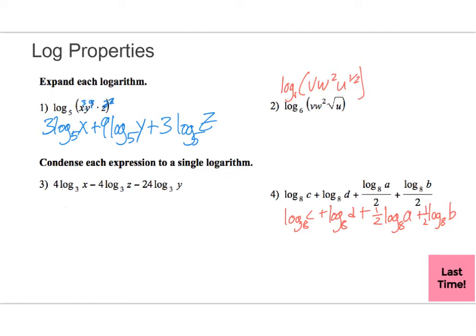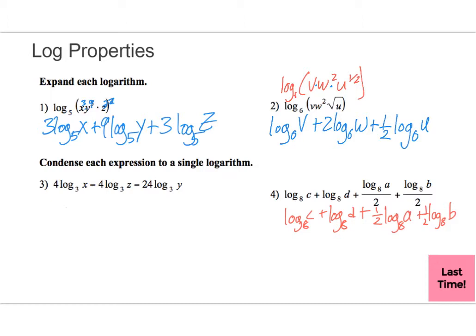For the next one, all things are being multiplied, so I don't have to worry about any kind of subtraction stuff. And I'm going to do exactly the same thing. We've got log base 6 of v, bring the power down, 2 log base 6 of w, bring the power down, 1/2 log base 6 of u. At this point, that problem is done.